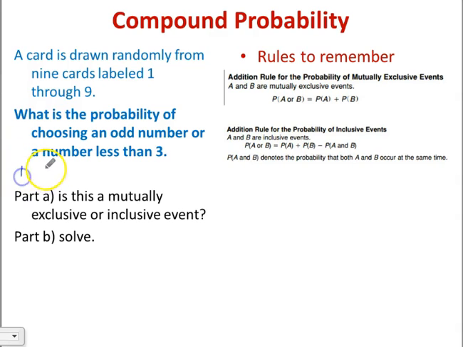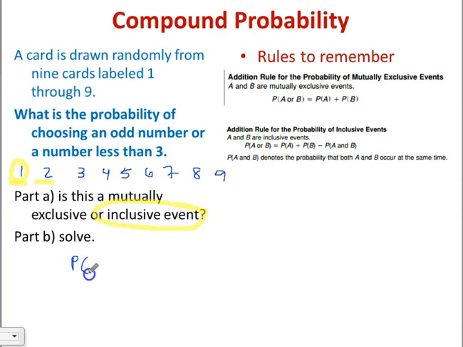If we have our cards 1, 2, 3, 4, 5, 6, 7, 8, 9, because we've got numbers 1 through 9 labeled out here. Anything less than 3 is going to include these two numbers, because it can't include 3, so it's got to be 1 or 2, and 1 is an odd number. So they can occur at the same time, which means it's an inclusive event.